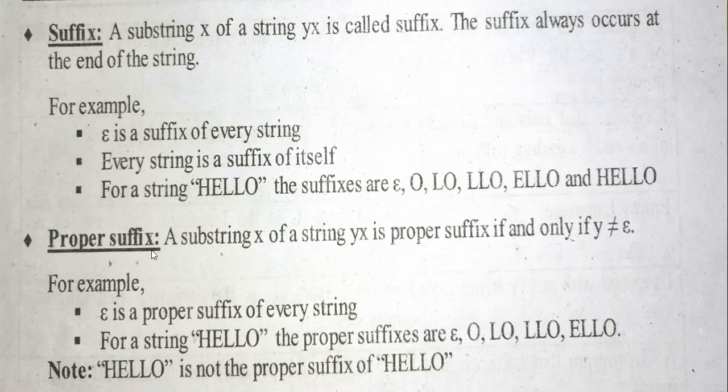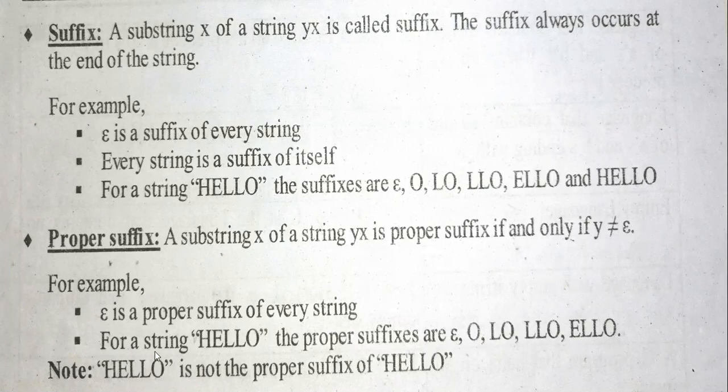Then what exactly does proper suffix stand for? The same condition we had in proper prefix: Y should not be equal to epsilon. That's it. We need to enforce this condition. Why? Because hello is not a proper suffix of hello itself. If you consider Y as epsilon, according to this, the suffixes will include hello, then Y will become epsilon. That should be avoided.